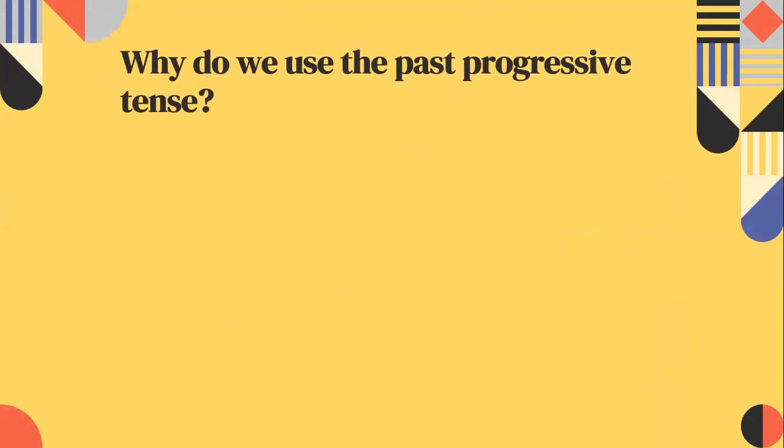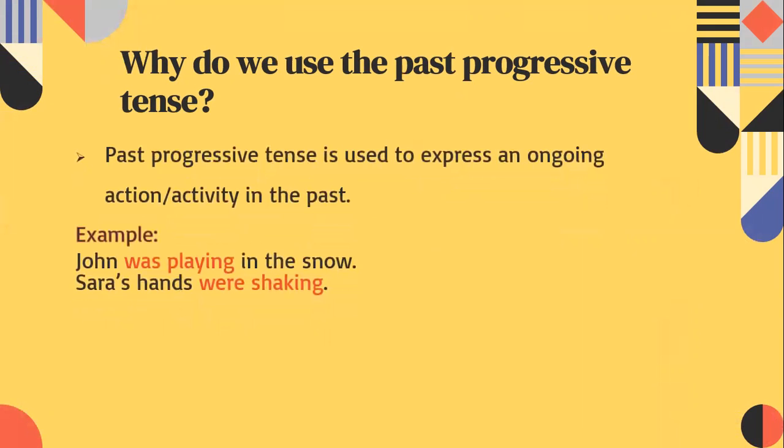So the first question is, why do we use the past progressive tense? I use the past progressive tense to express an ongoing action, so an action that was going on, that was happening in the past. For example, when I say, John was playing in the snow. So what was John doing? John was playing. He was playing. So he was doing this action for a period of time in the past. So this action was ongoing, was still taking place in the past.